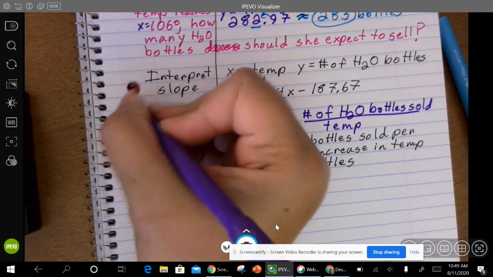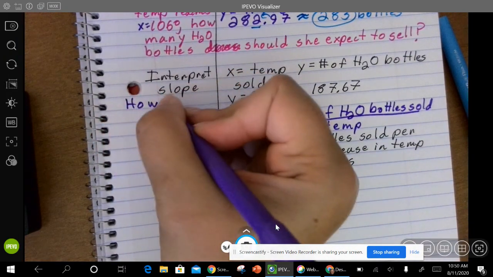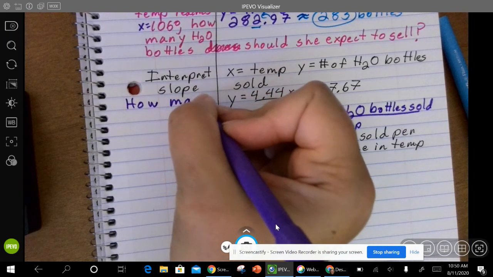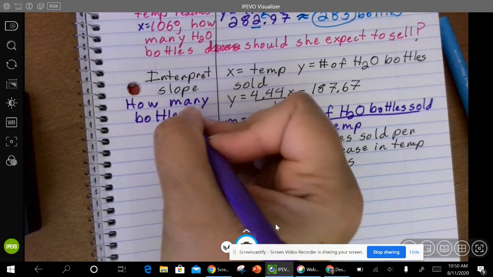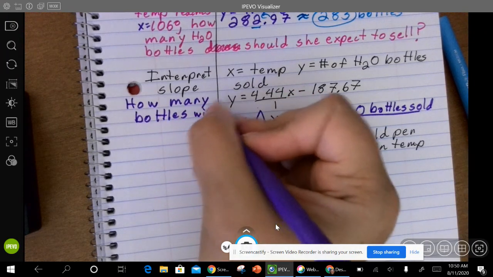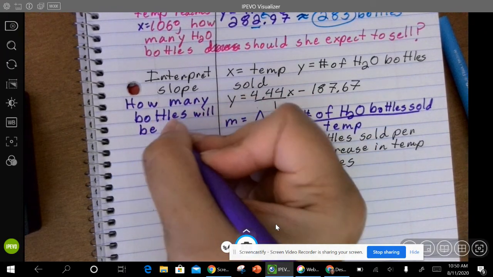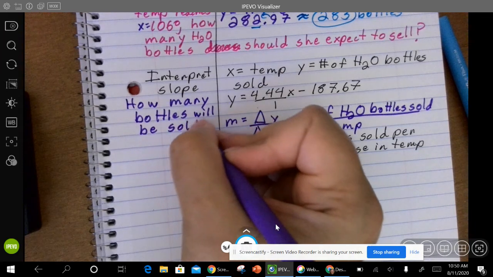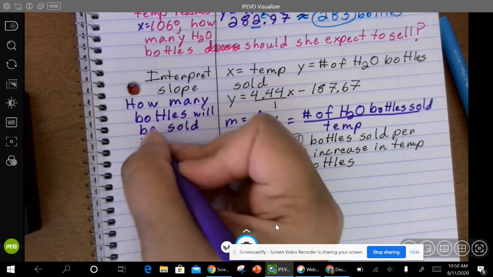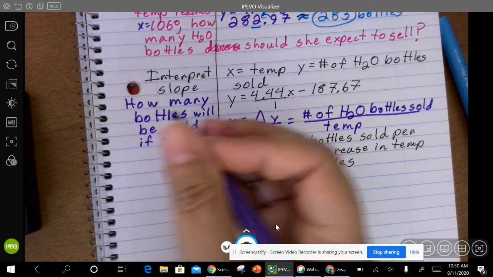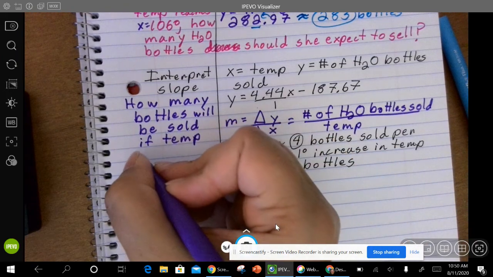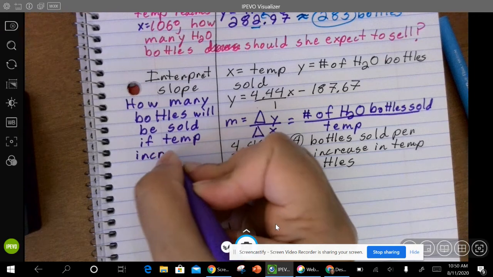I have to write a question for this. So how many more water bottles is Sophia going to sell if the temperature increases by 2 degrees?